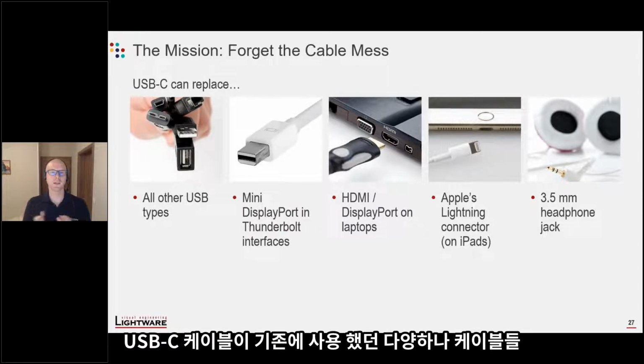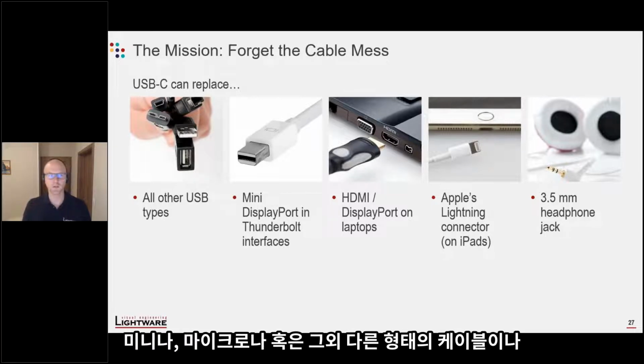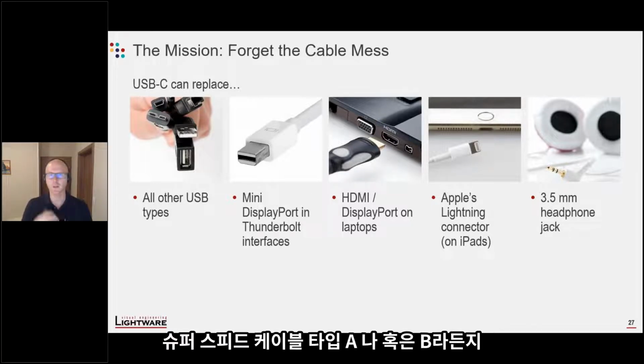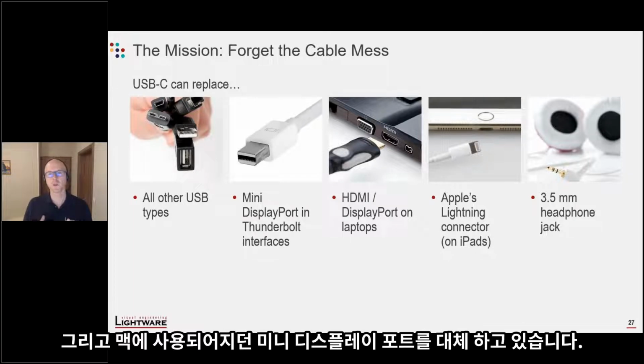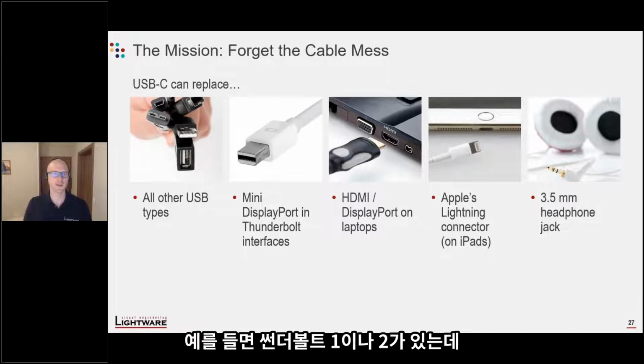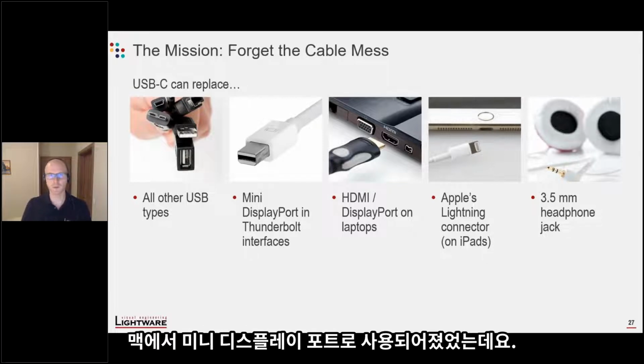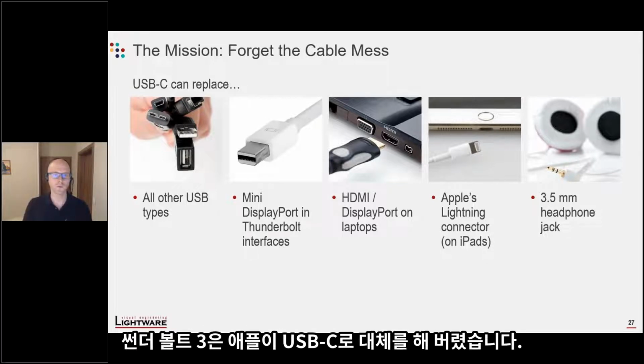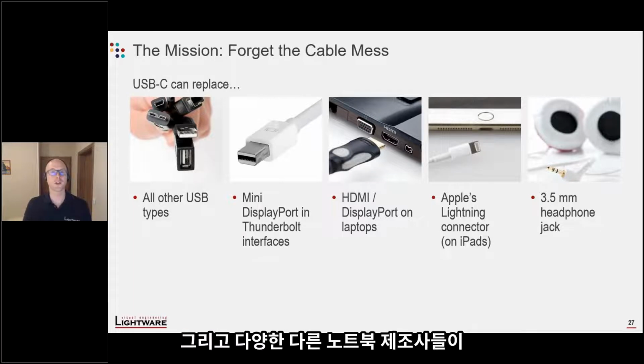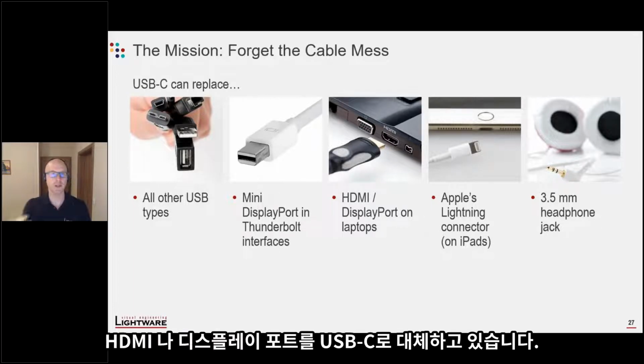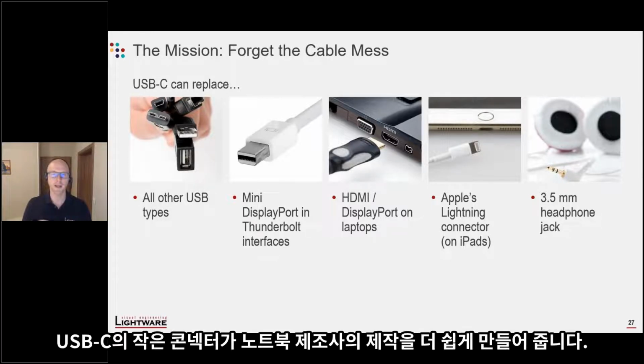So it aimed to replace all the different USB connectors: the mini, the micro, the normal type A, type B, super speed type A and type B. But it also replaced the mini DisplayPort connector on Macs, for example. Thunderbolt 1 and 2 used mini DisplayPort, and from Thunderbolt 3, Apple switched to USB-C connectors. Other laptop manufacturers are switching from HDMI and DisplayPort to USB-C because the laptops are getting thinner and thinner, and the smaller size of USB-C makes it more convenient for them to use it.